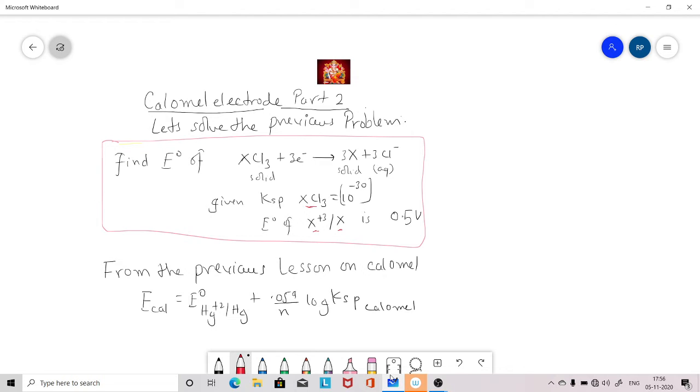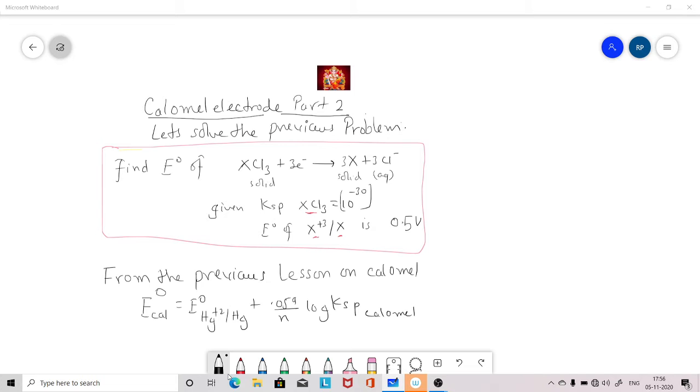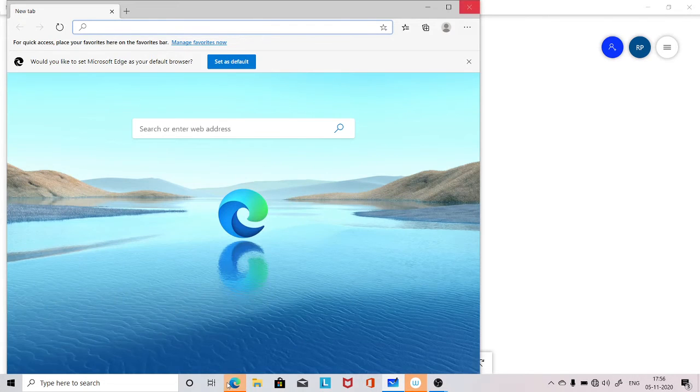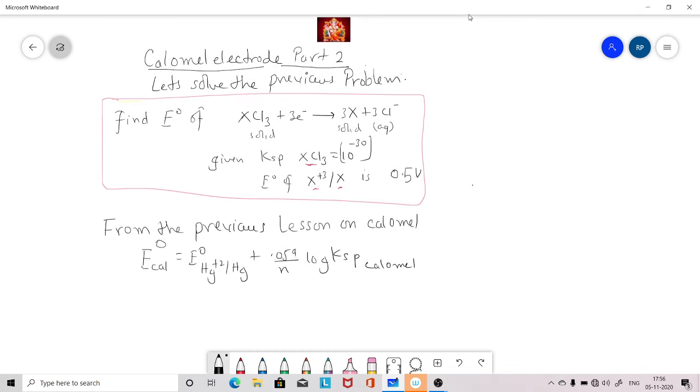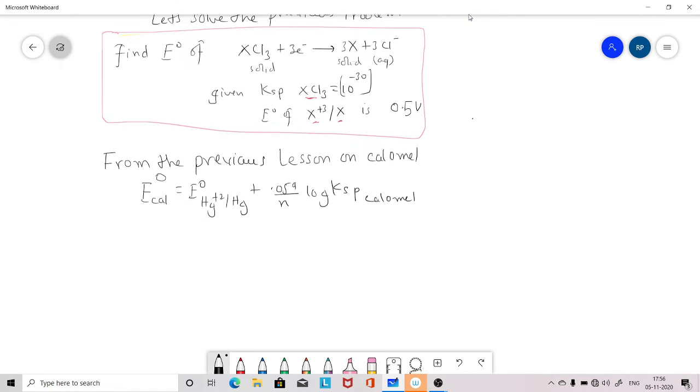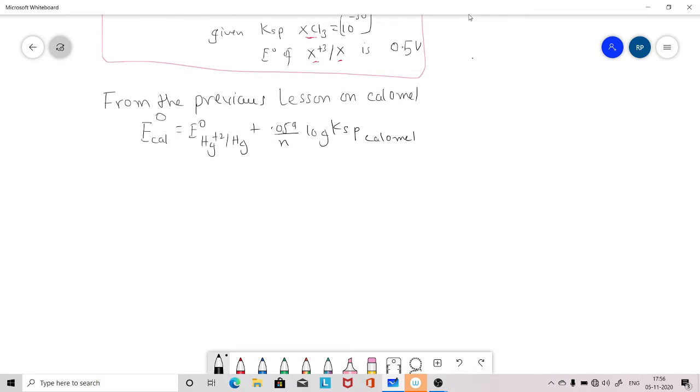In the previous section we calculated the E naught value of the calomel electrode by this equation. We have derived this equation. So here we are going to solve this problem with this equation only. Okay, so let's solve this.